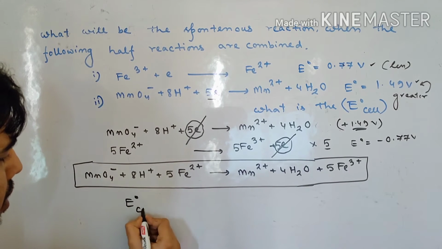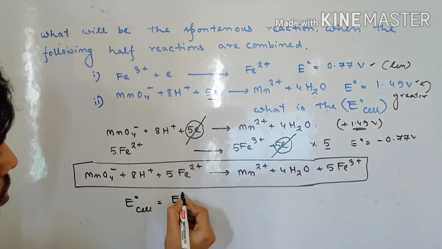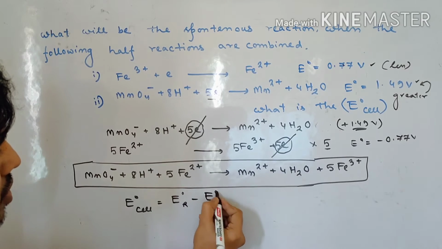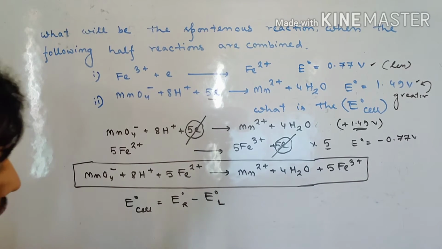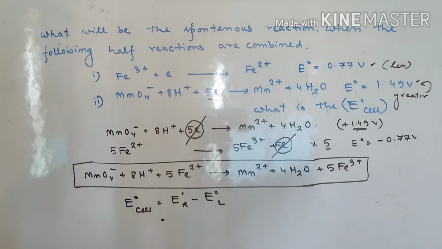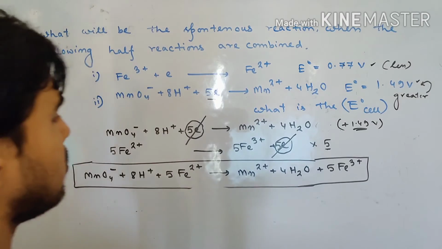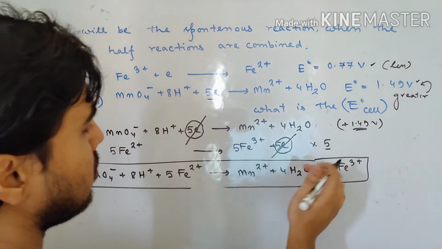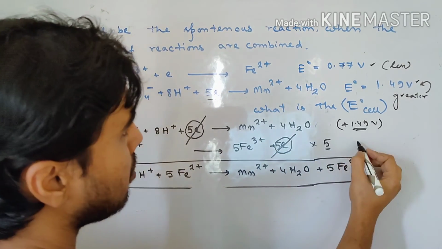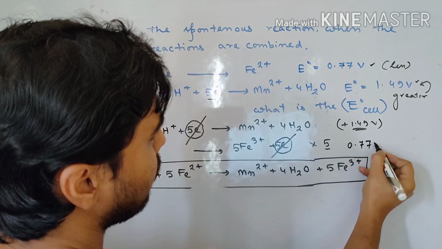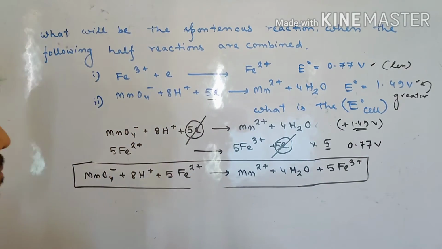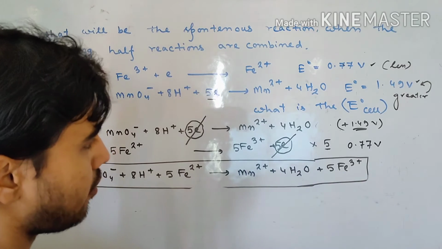E0 of cell is nothing but E0 of R minus E0 of L. R means cathode. On the cathode side, the greater one, that means 1.49. So we have written down these two values. Remember, it was 0.77 volt, but it is acting as an anode.